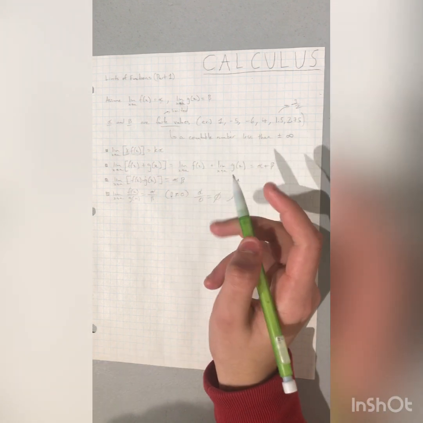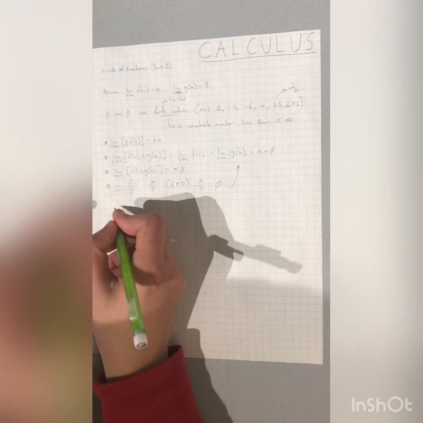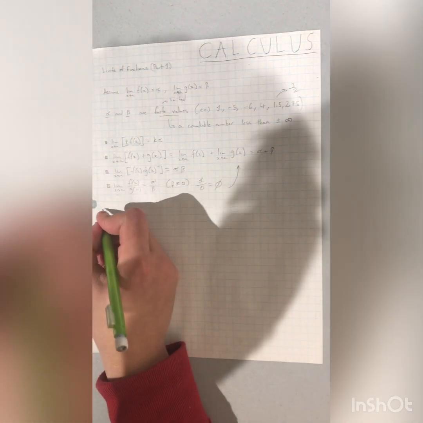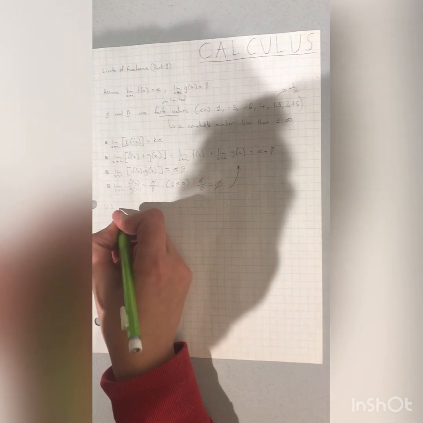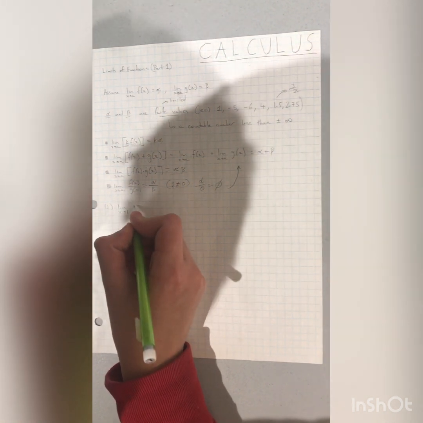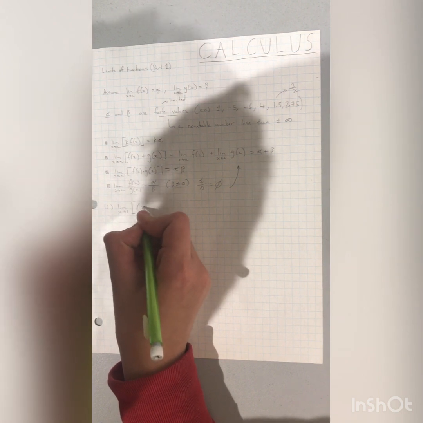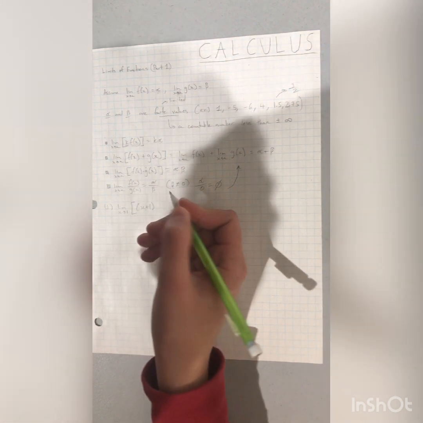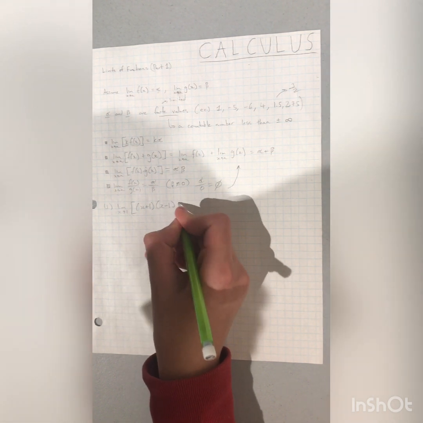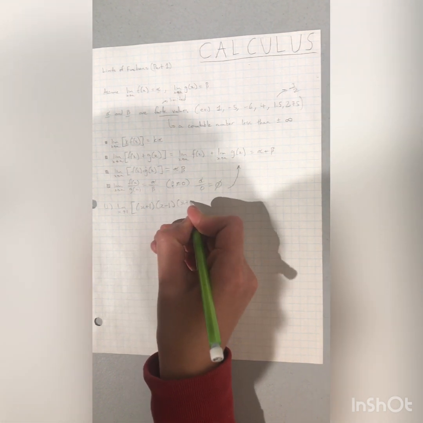So let's start some questions right now. So for question 1, we have the limit as x approaches 1. Inside we have x plus 1 times x minus 1 times x plus 3.